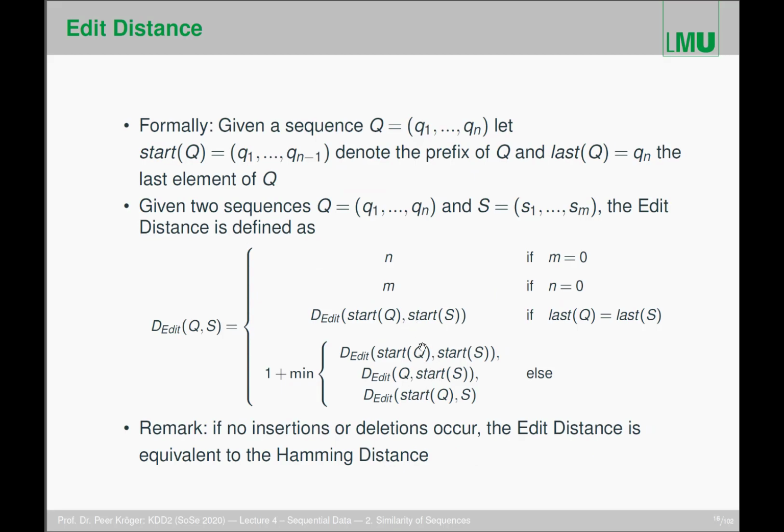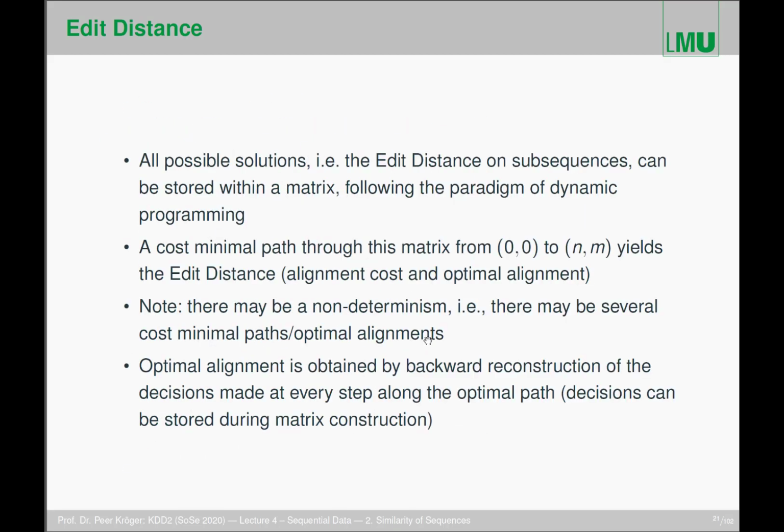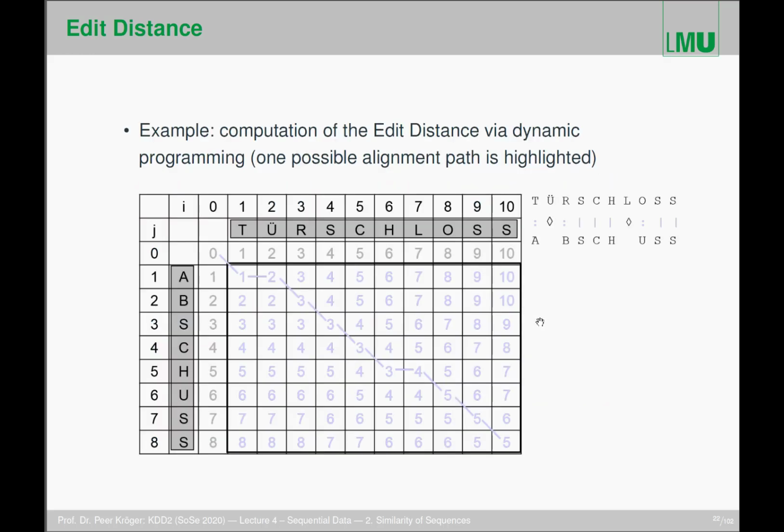And as I said before, the optimal alignment is obtained by backward reconstruction of this path from 0,0 to nm. So the backward reconstruction starts from nm and goes back in the matrix, like the distance itself is defined in a backward manner. So it imitates this backward fashion, reconstructing the decisions made at every step along the path. And the decisions can be stored during matrix construction so that we also know the optimal alignment, of course. And here's an example.